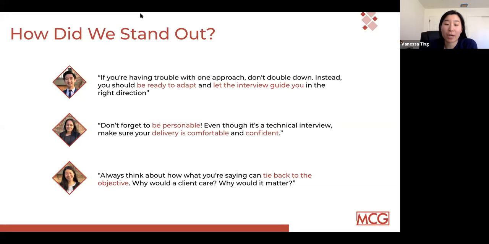So tying it back to the objective really manifests in two different ways. I think, of course, in the actual framework itself, making sure that all the points that you're bringing up actually matter to the case. So if the case is focusing on profitability, I don't think it's enough just to say, oh, I would want to look into competitor product line or our client's employee staffing model.